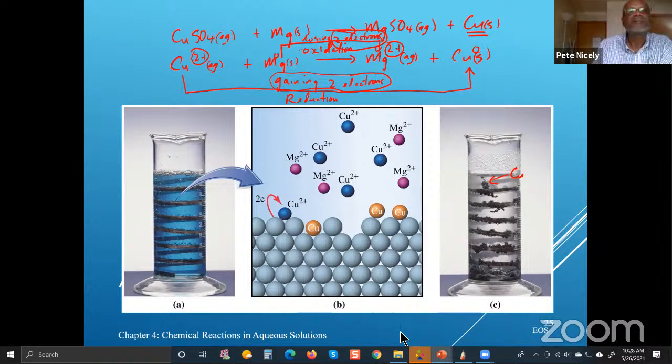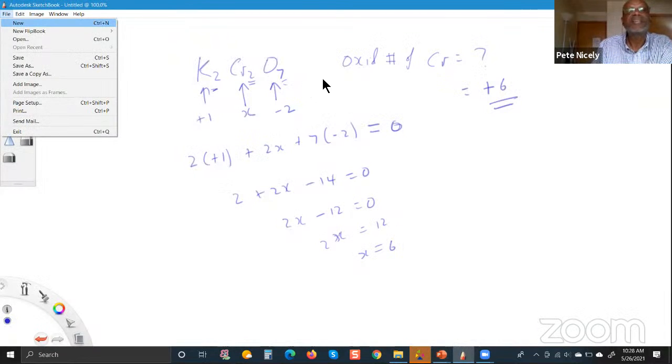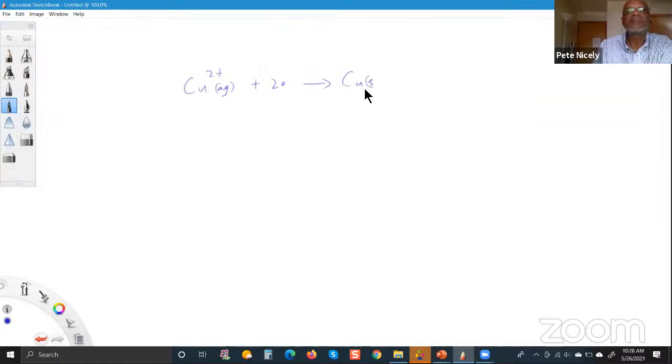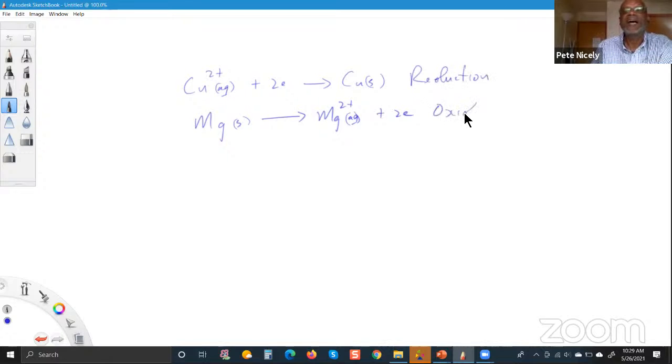aqueous plus 2 electrons to give you Cu solid, and Mg solid to form Mg2 plus aqueous plus 2 electrons, all right? That's another way of representing what we were discussing here. So this is the reduction half reaction, we call it, and this is the oxidation half reaction, right? And as you can see here, the number of electrons lost and gained would be the same.